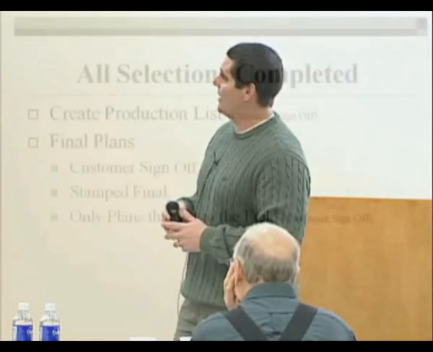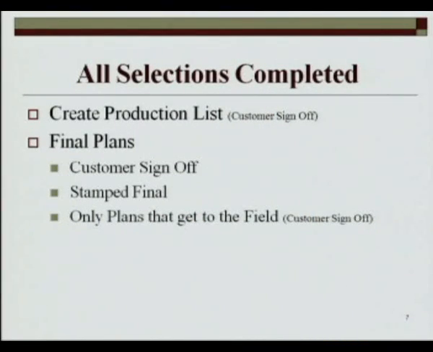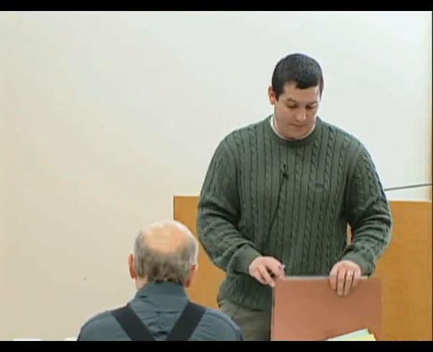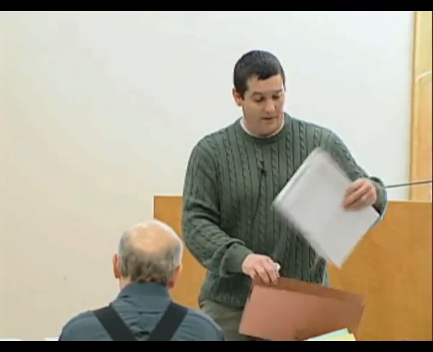You want to create a production list. You've got final plans, the customer signs off, they're stamped final, and only the final plans get out to the field. As you're going through that pre-dig process, what we typically do, and we note everything, is we've got our contract plans that are stamped contract plan, but every time we meet the customer and a plan change is made, we date it, the customer signs it, and we also have diligent notes that we've taken through the conversations that we've had with that customer.